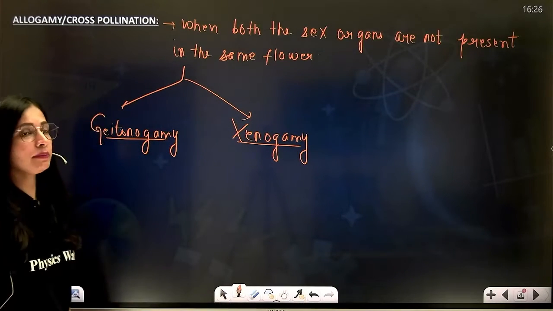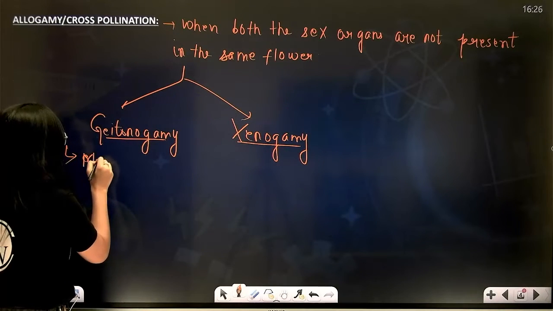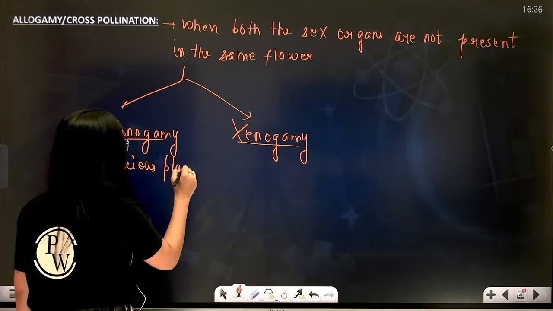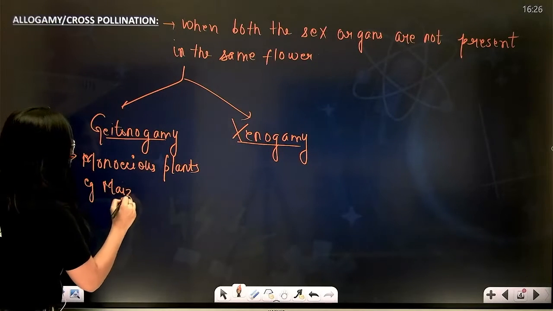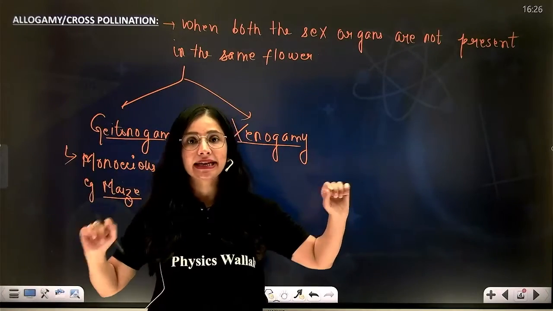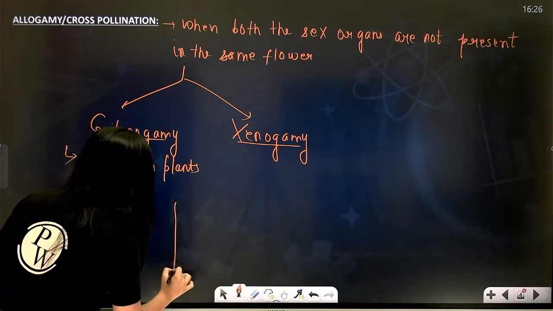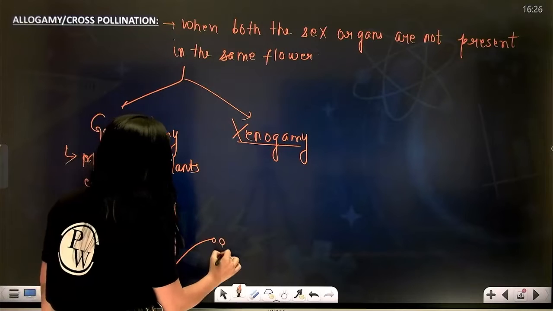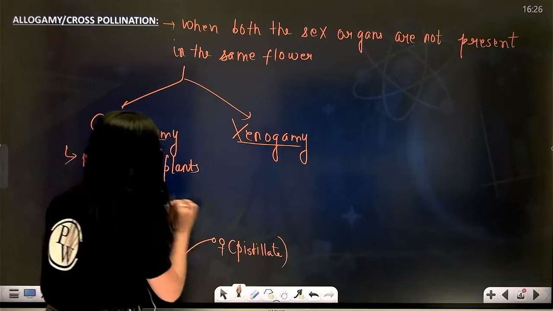What is geitonogamy, beta? Geitonogamy type of cross-pollination is observed in monoecious plants, like, for example, maize, coconut. Now what happens, beta? The flowers are different: the male flower, female flower, staminate and pistillate. The flowers are different, but they are born on the same body. Suppose this is a male flower, that is staminate, and this is the female flower, which is known as pistillate. They are born on the same plant.